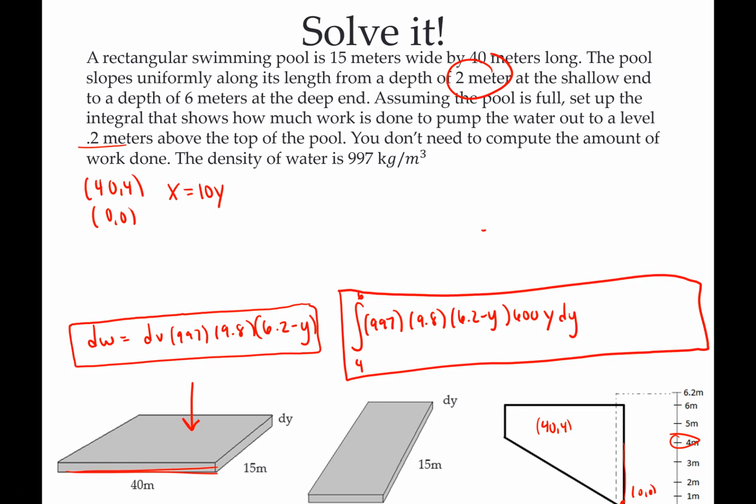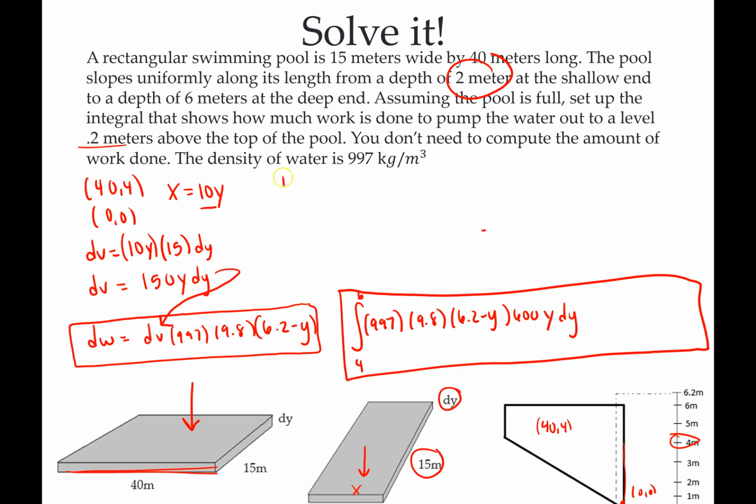So what I can do is solve for my dV again. My dV, my volume, is going to be my x value, which is 10y, times my 15, times my dy. I'm just doing length times width times height, and we just found that x was 10y. So that's going to give me a dV of 150y dy. And this is going to allow me to substitute into this right here.